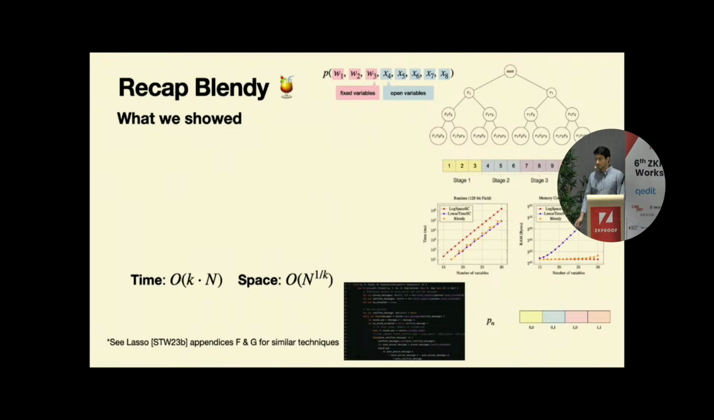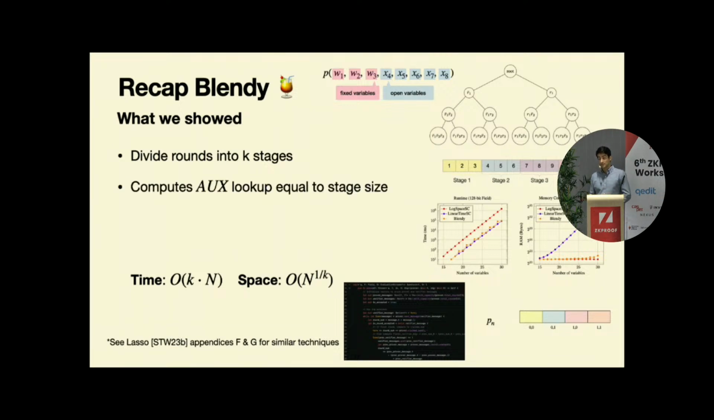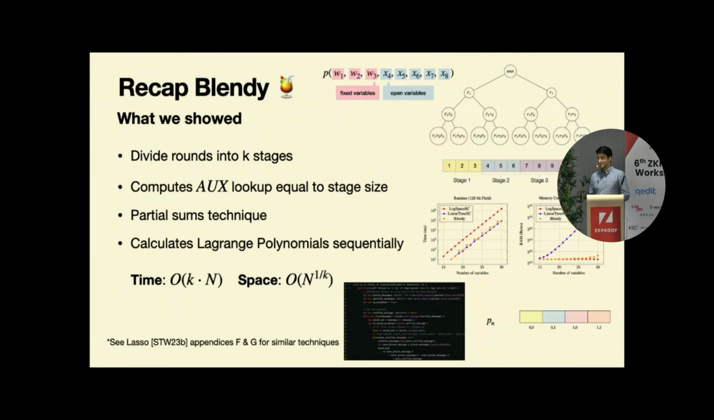As a recap of what we showed, the Blendy algorithm's main idea is to divide rounds into k stages. We compute a lookup table that's equal to the stage size. We have a partial sums technique, which allows us to compute the inner sum in constant time. And we have this nice technique where we can calculate Lagrange polynomials sequentially.